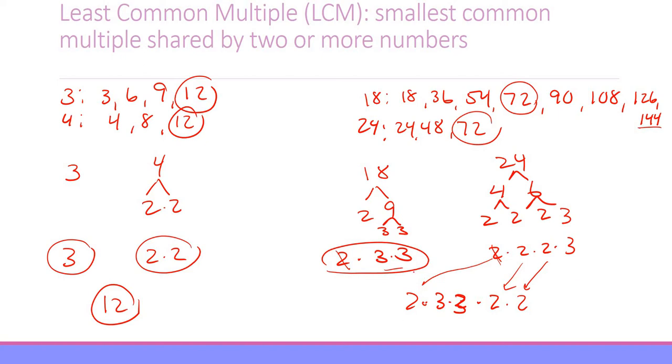So do I have all the factors of 18? Yes. 2 times 3 times 3. Do I have all the factors of 24? 2 times 2 times 2 times 3.